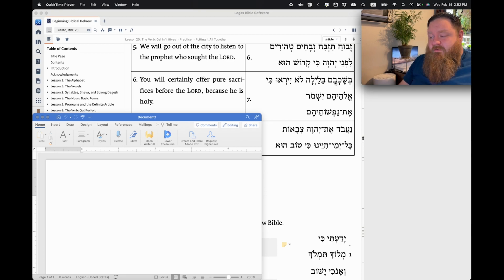But I think this is a typo. Now, that said, I could be wrong, but that's what I think. So if I'm right, let's go ahead and translate it. So this would be the infinitive construct of shakav. I think shakav is to lie with. It's been a while since I've seen that one, shakav.